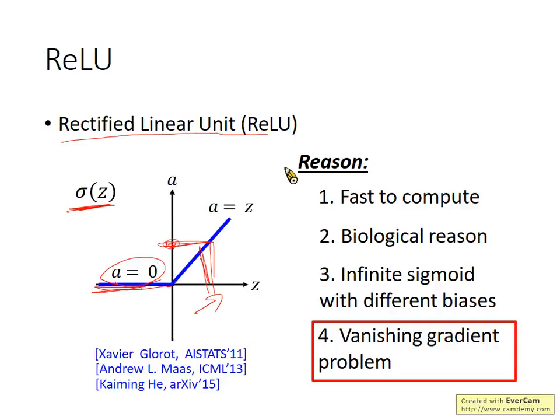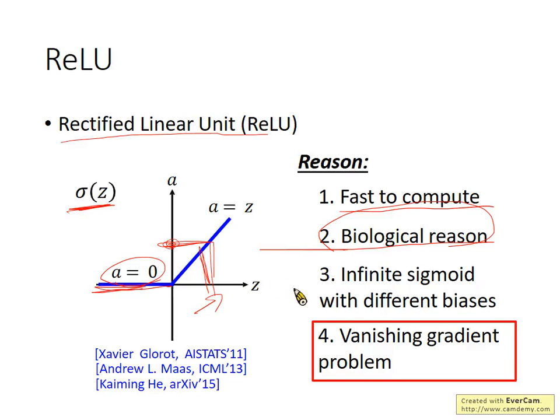Okay, and why do we use ReLU? First, it's fast to compute. It's very simple. And we have a biological reason to use ReLU, because in our neuron, when the strength of the stimulus is larger than a threshold, then we will handle this stimulus. We will process this stimulus. Otherwise, our neuron does nothing. Okay, so there are some biological reasons.